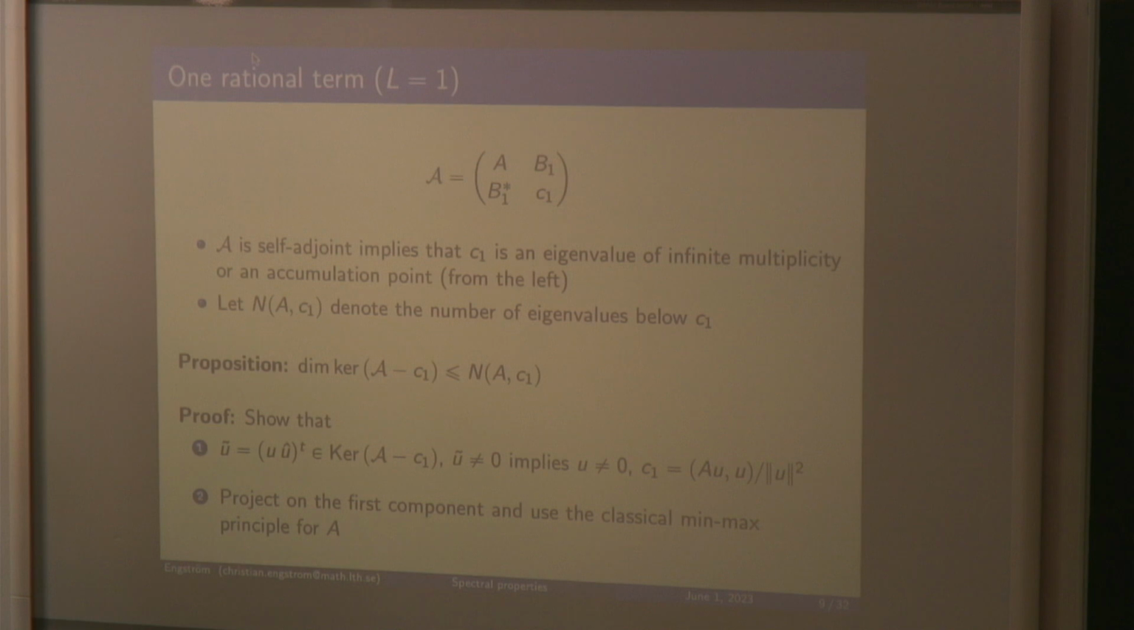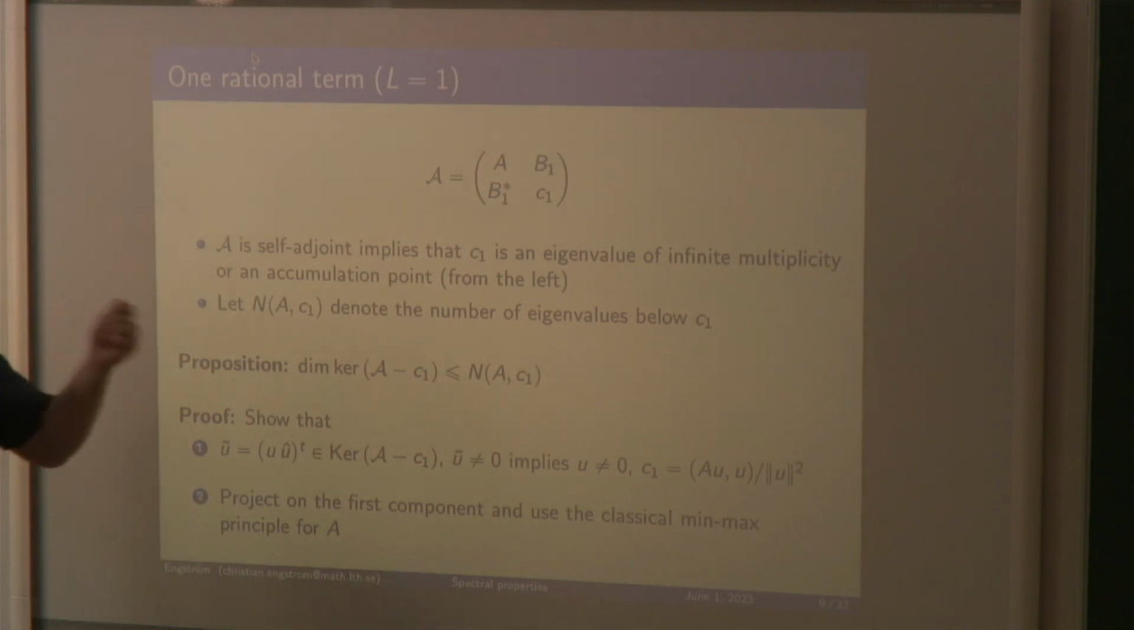So if we now take the case where we have just one term, the central spectrum will be C1, according to the general theory. We can define this as a self-adjoint operator.